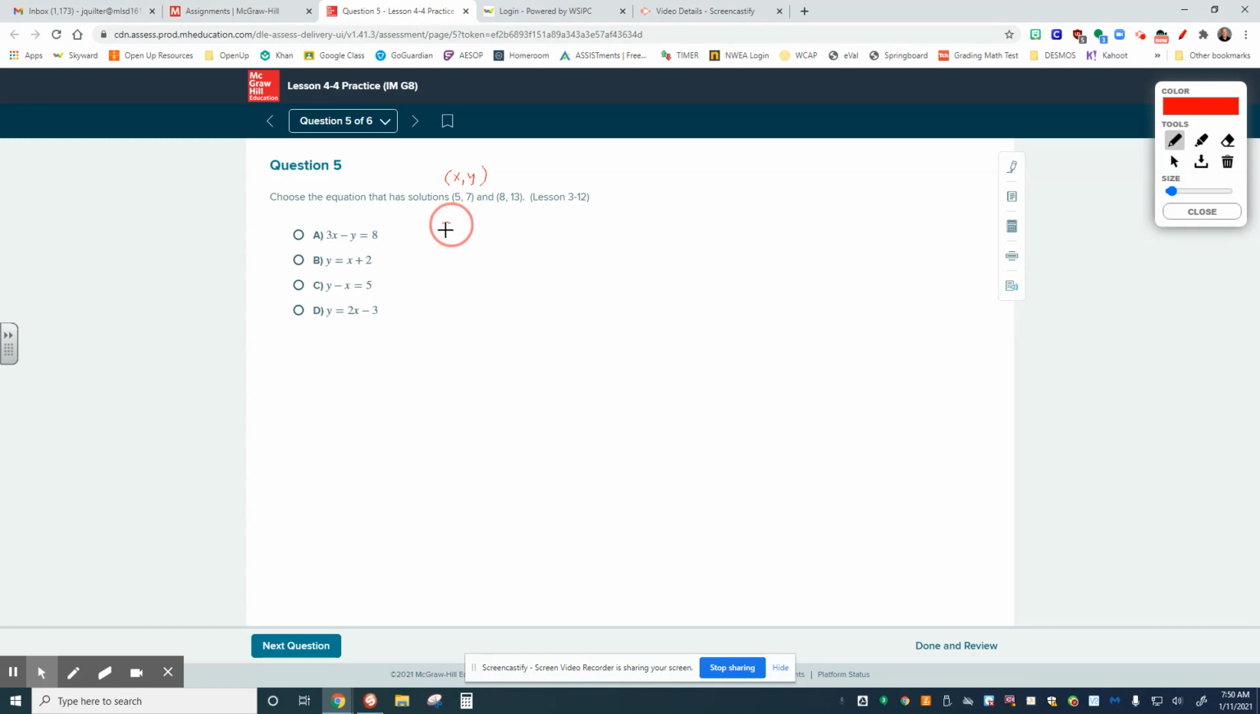We have 3 times 5 minus 7 equals 8. Let's see here. 3 times 5 is 15. 15 minus 7 does equal 8. Check. Let's see if the other one works out. 3 times 8 minus 13 equals 8. That's 24 minus 13. This one over here was 15 minus 7 equals 8. That's a true statement.